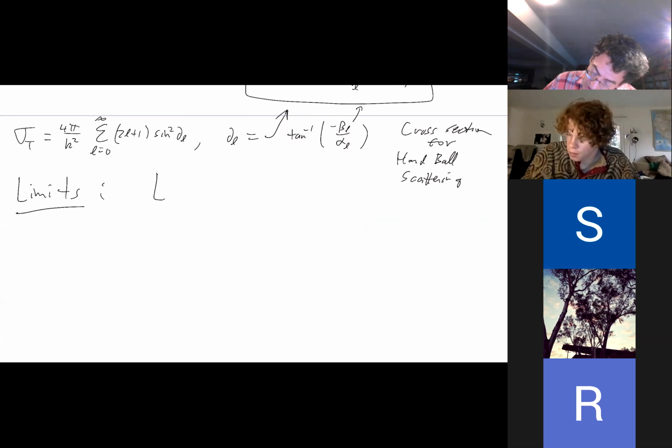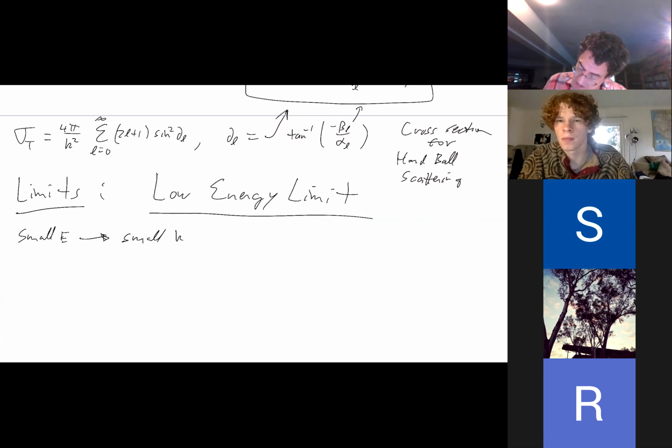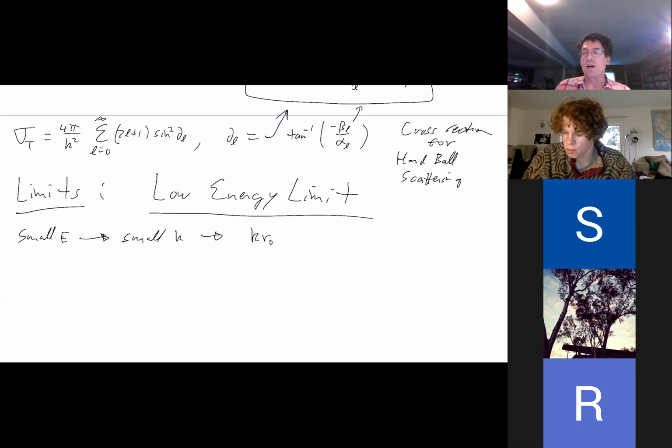Let's consider the low energy limit. It's very interesting to look at the low energy limit. And the low energy limit means small E, but small E means small what? What's the important parameter that we're using here? Small k. Exactly. But just saying small k is not enough. It's really saying that k times R naught is what? Small. Much less than 1. That's right. So that's the low energy limit, okay?